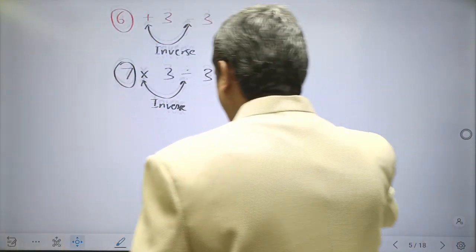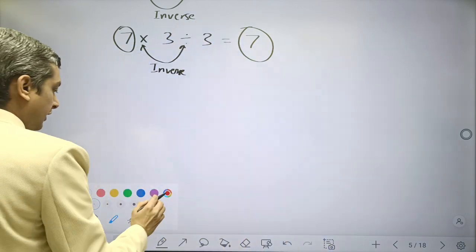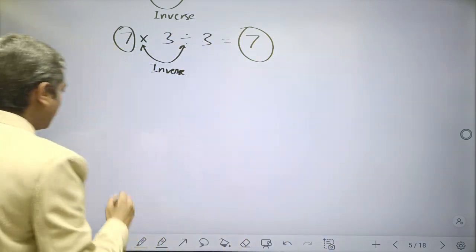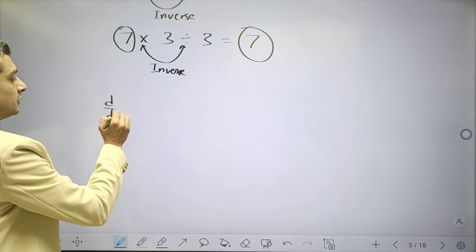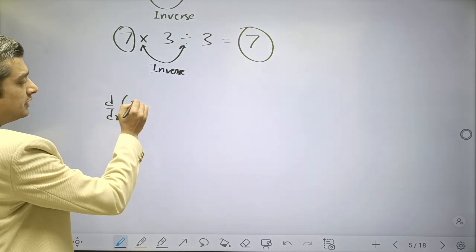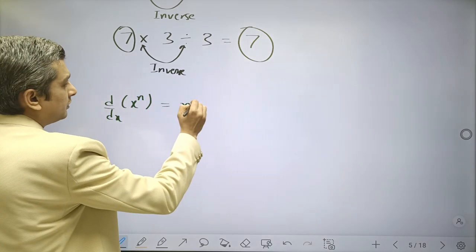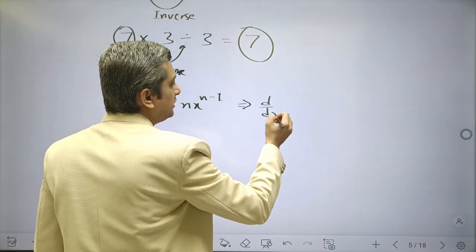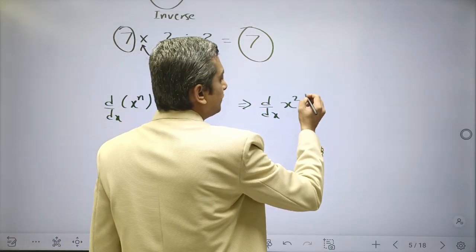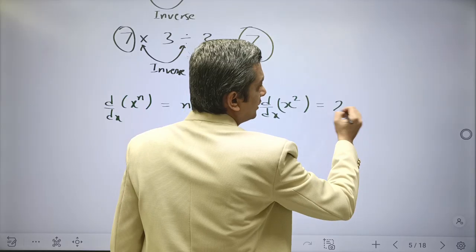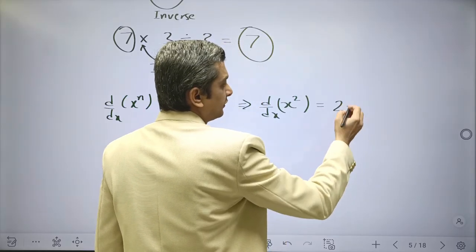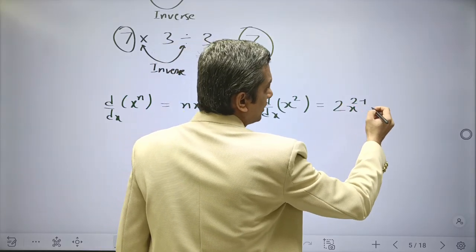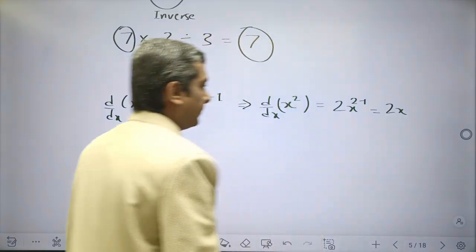Similarly, what happens now? There is a formula of integration and differentiation. And what is that formula? Remember lecture number 4, dy dx of x to the power n is n x to the power n minus 1. It implies that if I wish to find dy dx of x squared, then the power comes before this expression and the power gets reduced by 1, 2 minus 1, so this will be 2x, isn't it?